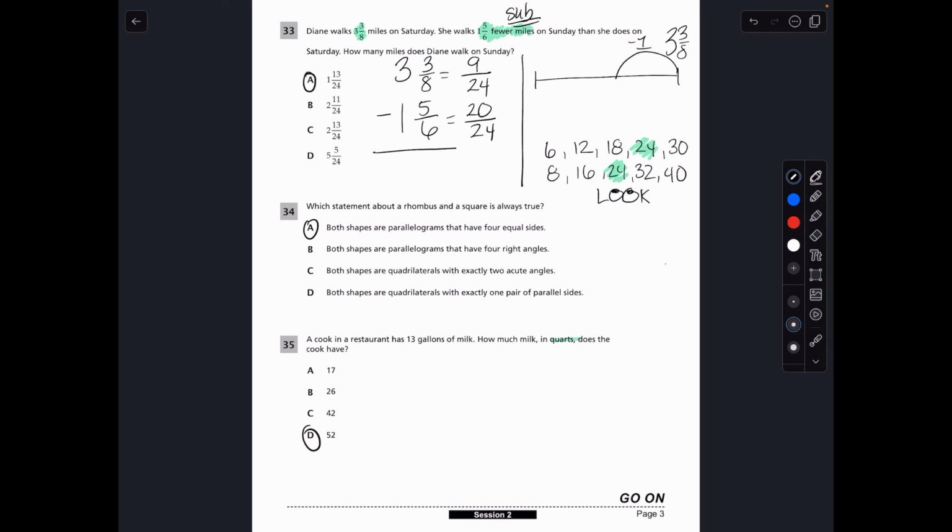So what's the hot spot here? What do you notice about this subtraction problem? What sticks out? Well, I see that I don't have enough to subtract 9 minus 20. I don't have it. So I'm going to have to borrow and add 24 over 24. I have to do that. So I'm going to just erase this line to give myself a little bit of space here. And now I have 33 over 24 minus 20 over 24. That I can subtract. And that will give me 13 over 24.